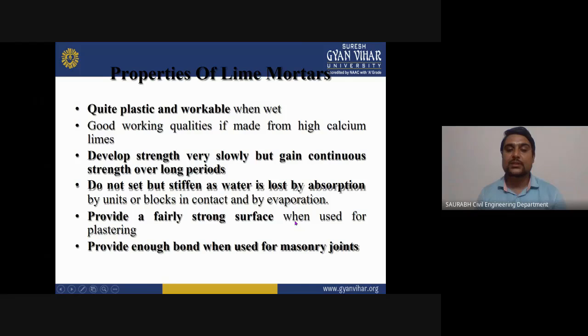Does not set but stiffens as water is lost by absorption by the unit weight or block in contact, and by evaporation. Provides a fairly strong surface when it is used for plastering. It also provides enough bond when it is used for masonry joints.